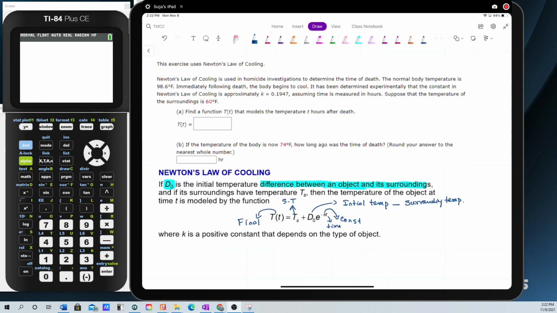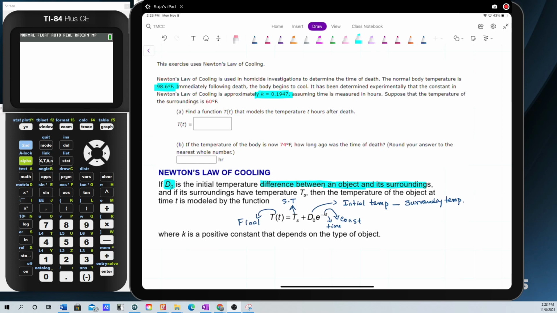Okay. So the first step of the problem is to find the k value, so you can write the model to this equation. And the second part will be using that model to do the rest of the problem. So I'll go back and read the problem here. It's saying Newton's law of cooling is used in homicide investigations to determine the time of death. The normal body temperature is 98.6 degrees Fahrenheit, and we know that, right? Immediately following death, the body begins to cool down. It has been determined experimentally that the constant in Newton's law of cooling is k equals 0.1947. So the k value is given to us.